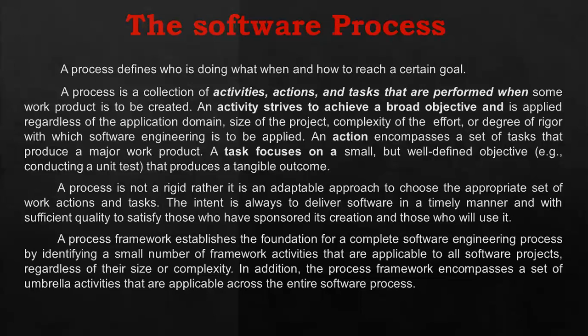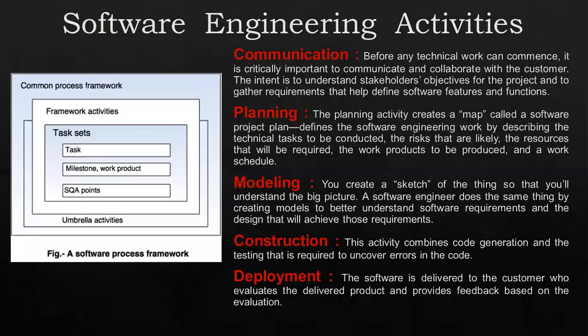So we can say that a process framework establishes the foundation for a complete software engineering process by identifying the small number of framework activities that are applicable to all software projects regardless of their size or complexity. In addition, the process framework encompasses a set of umbrella activities that are applicable across the entire software process. So a generic process framework for software engineering encompasses 5 activities. They are communication, planning, modeling, construction, and deployment.